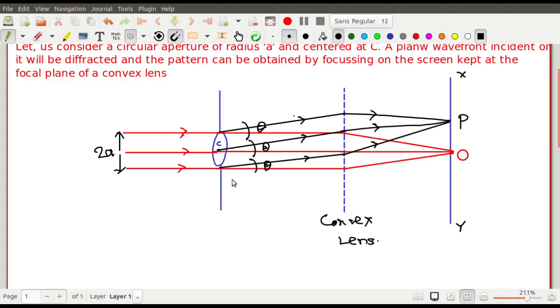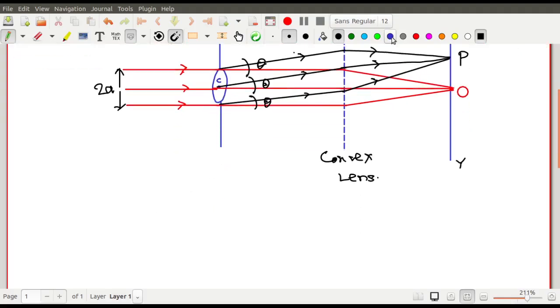আচ্ছা, let us now draw the geometry of this particular circle. So এই সার্কেলের জিওমেট্রিটা একটু দেখাবো তোমাদেরকে। Geometry of the circle. Geometry of the circular aperture.